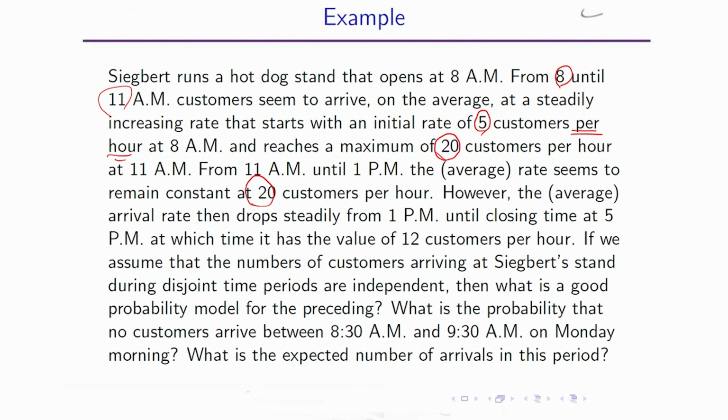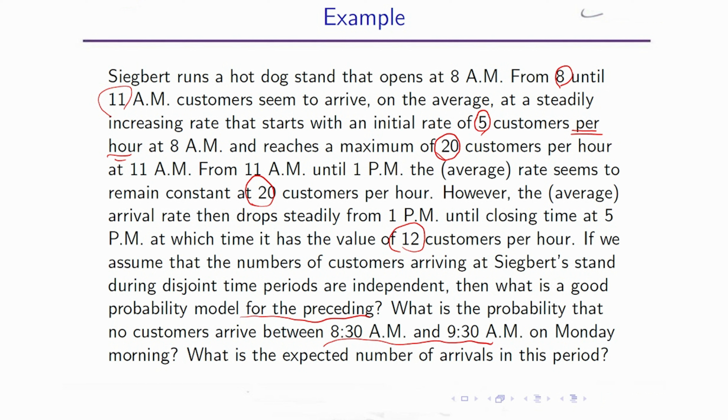But this arrival rate then drops steadily from 1 to 5 p.m., where the value of λ would be 12 customers per hour. And we assume that the numbers of customers are independent in disjoint time periods. Now, what would be a good probability model for this phenomenon? Obviously, a Poisson process, right? But what is the probability that no customers arrive between 8:30 and 9:30? And what will be the expected number of arrivals in this period?